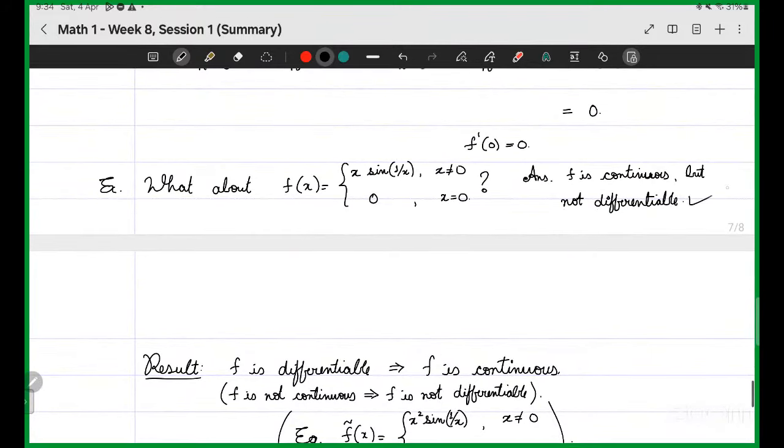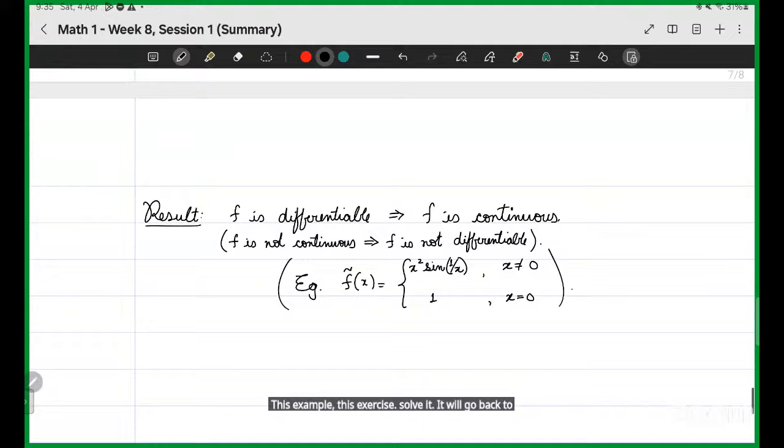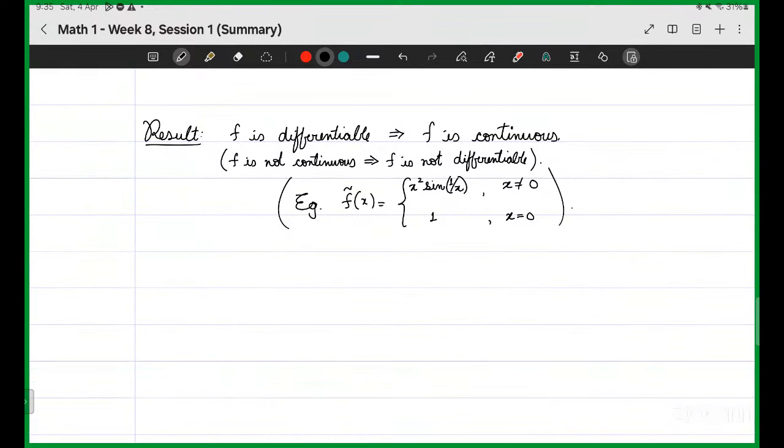Okay, this example, this exercise, solve it. It will go back to one more problem that we have already discussed in the past. Now, L'Hopital's rule.